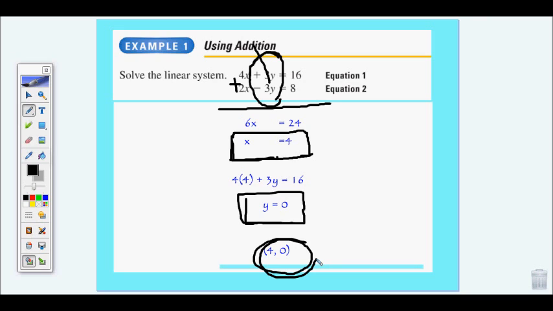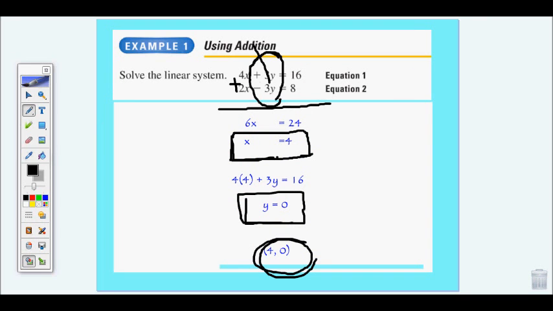Now again, checking this, we can check it either by putting it on the Desmos calculator or the scientific calculator and seeing if this is the intersecting point, or by mentally putting it into the other equation. So 2 times 4 is 8, minus 3 times 0, which is 0. Does that equal 8? And yes, it does. Remember, the x and y should satisfy both equations to make it a system.